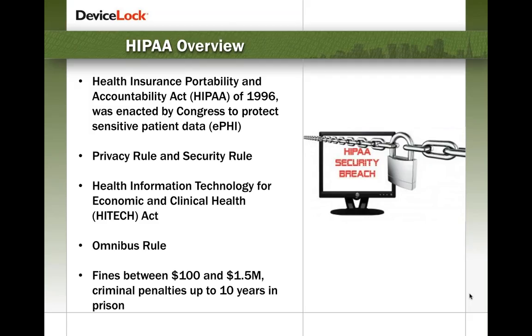An update to HIPAA, known as the Omnibus Rule, was adopted in early 2013 and includes some major changes, including increased direct liability for business associates and their subcontractors, as well as a tiered penalty structure for non-compliance. Penalties for non-compliance vary based on violation, but they range between $100 and $1.5 million with criminal penalties of up to 10 years in prison. So definitely nothing to sneeze at.